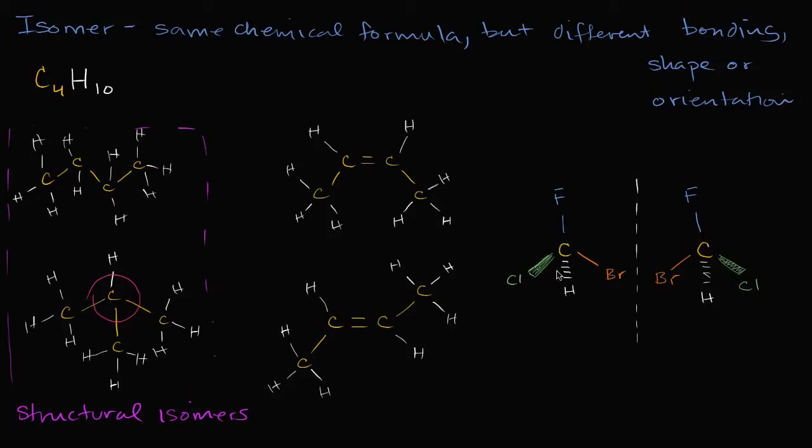Now when you look at this pair or this pair, you say, well, hey, those don't look like structural isomers. Not only do they have the same constituents, both of these, for example, have 4 carbons, 1, 2, 3, 4, and they both have 8 hydrogens: 1, 2, 3, 4, 5, 6, 7, 8. So these are both C4H8.